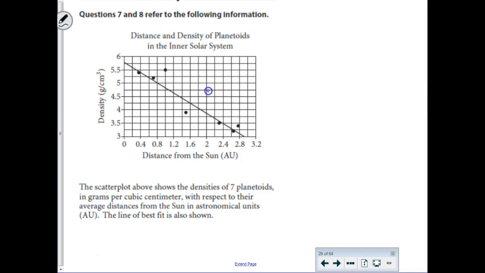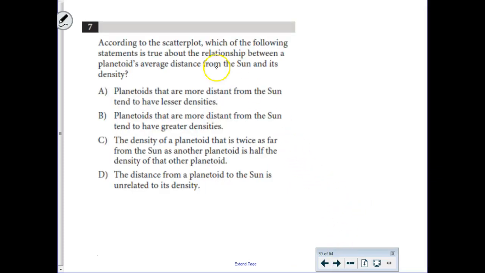There's a little line graph. We have some scatter plot points that are plotted, and then they have what's called a linear regression, a line of best fit that they drew through it. And what are we working with here? It's the distance from the sun compared to the densities of the planetoids. Don't have any idea what that means. Something in space. All right, here we go.